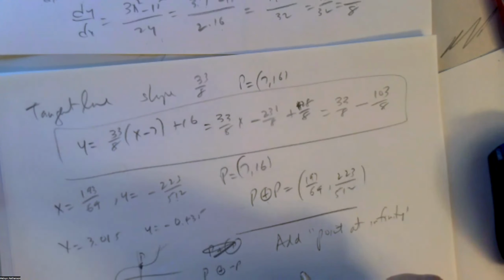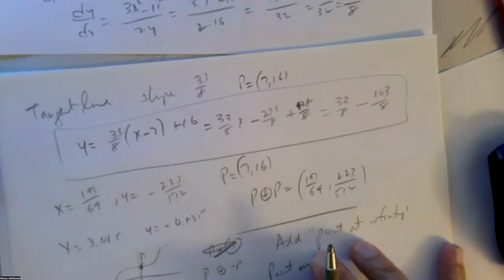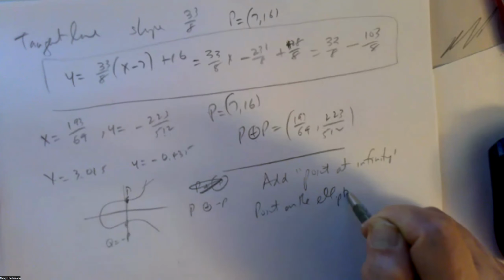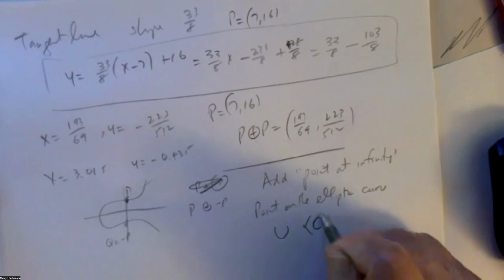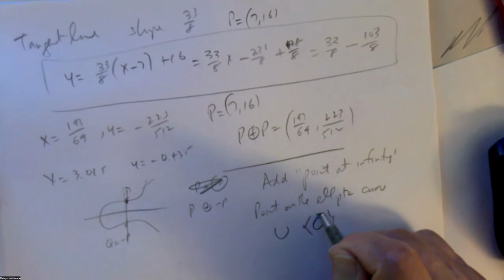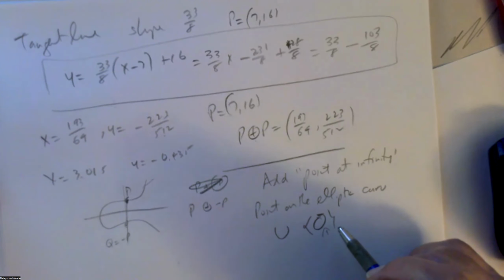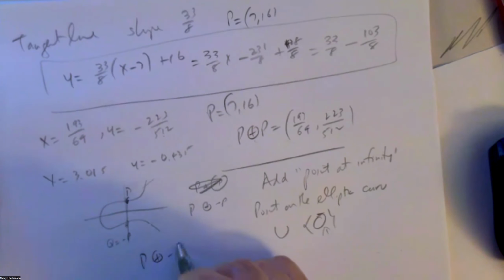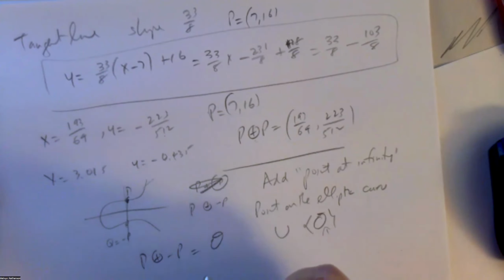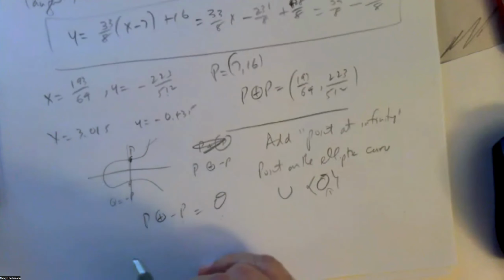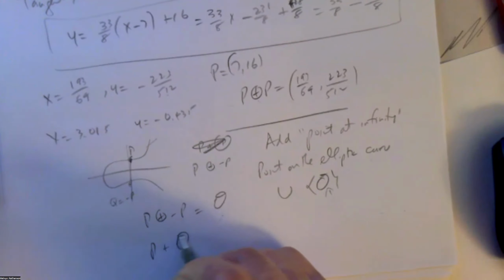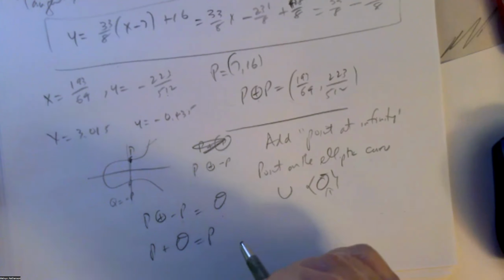So the points in our abelian group, the group we're constructing on the elliptic curve, are going to be the points on the elliptic curve union with another point, which is the point at infinity, which we'll write as a curly O. This is the point at infinity. And we'll say that P plus minus P is O. And this is going to be the identity element in this group. We define P plus the point at infinity to be equal to P for all points P.